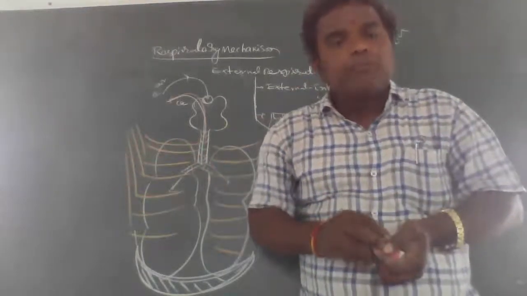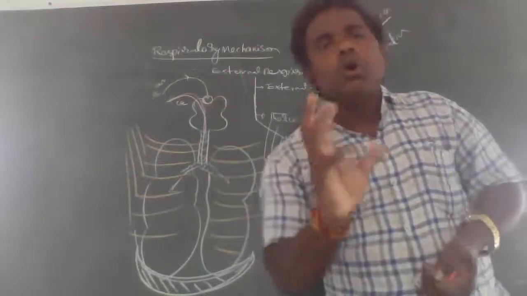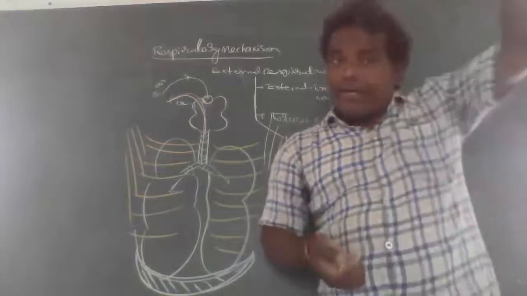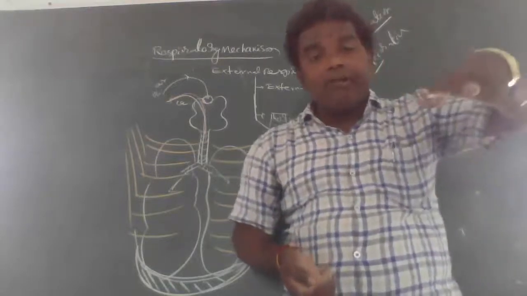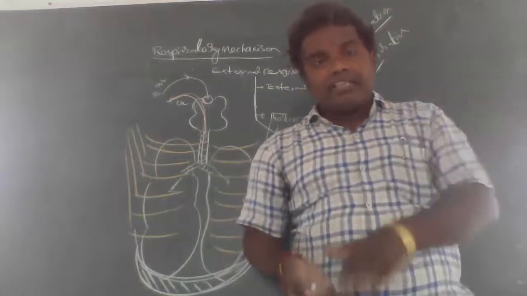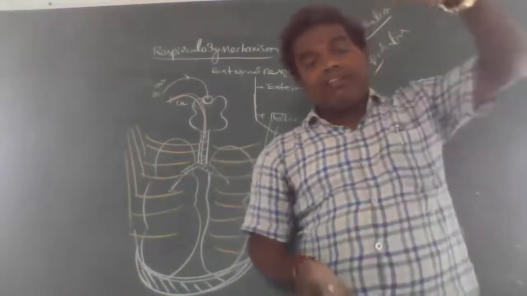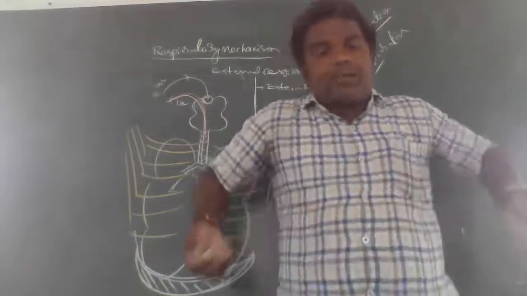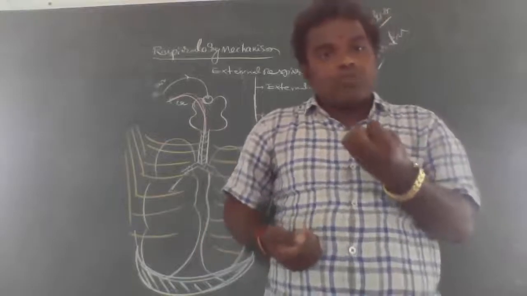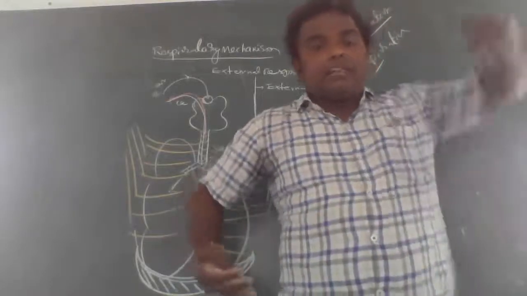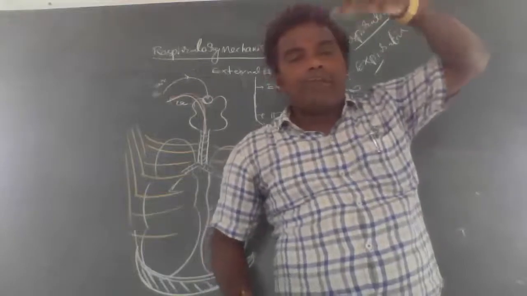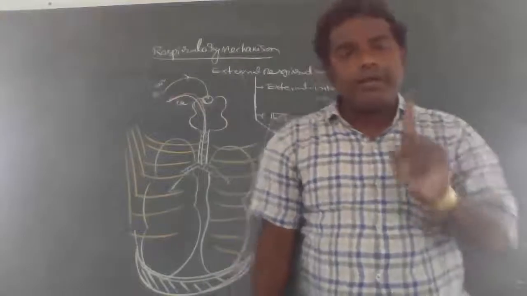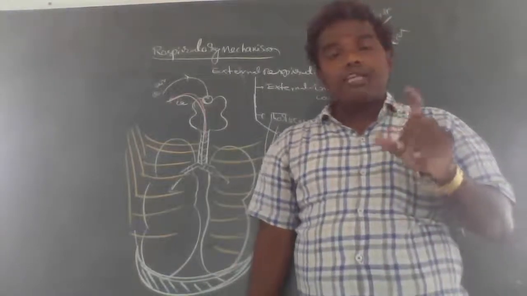In that condition, what happens? In the lungs, low air pressure takes place. Compared to the lungs, in the environment there is high air pressure, high O2 pressure. That's why the lungs expand. The lungs require oxygen. In that condition, the air enters from the environment into the lungs through the respiratory tract. That is called inspiration.